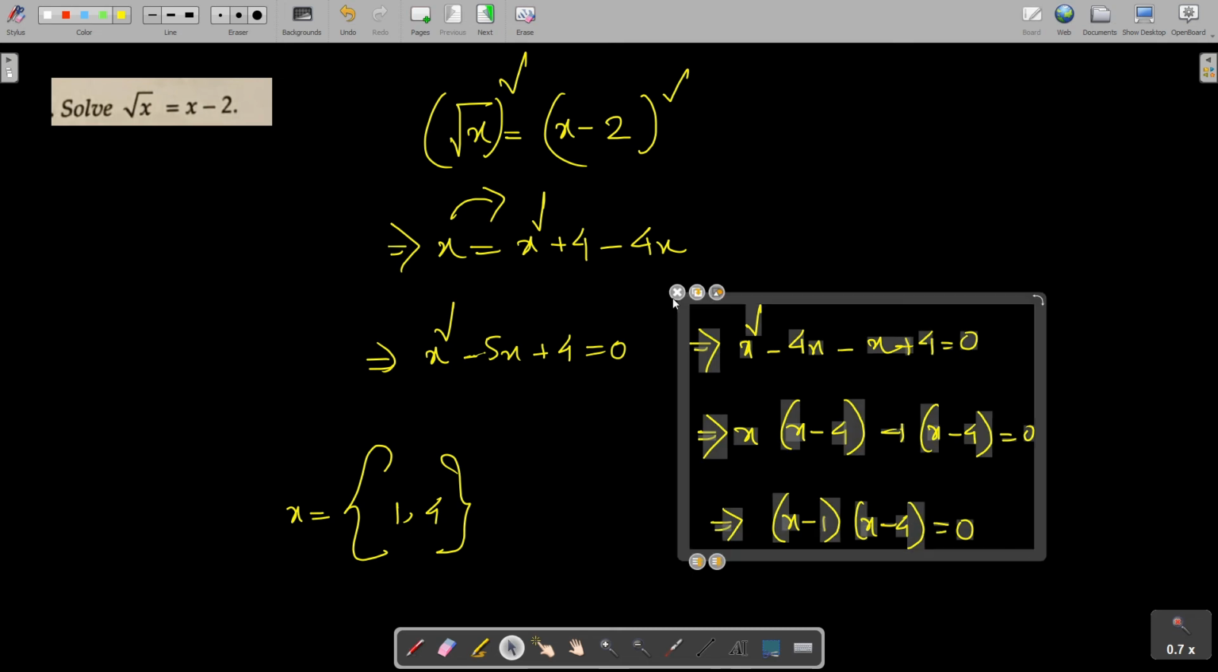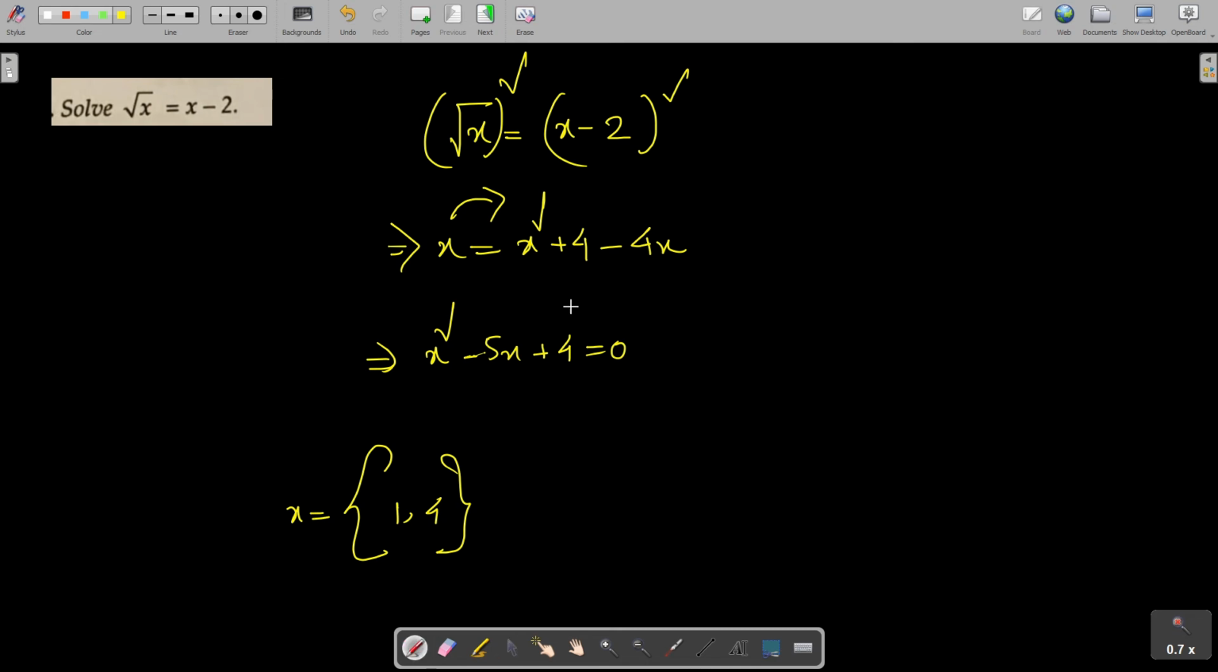Now the question does not stop here. Why? Since the equation was given under root, what is the original equation? It was under root x equals x minus 2. We have to check both left hand side and right hand side using these two values. Whichever value satisfies this equation, we will only consider that one as a root. So let's start with 1. Under root 1 is 1 and here 1 minus 2 is minus 1. So this is not equal, so 1 will not be a root of this equation.